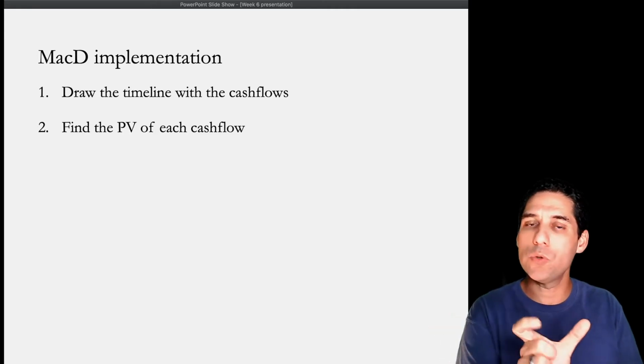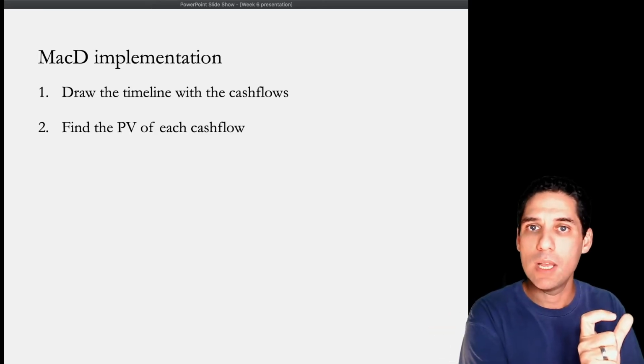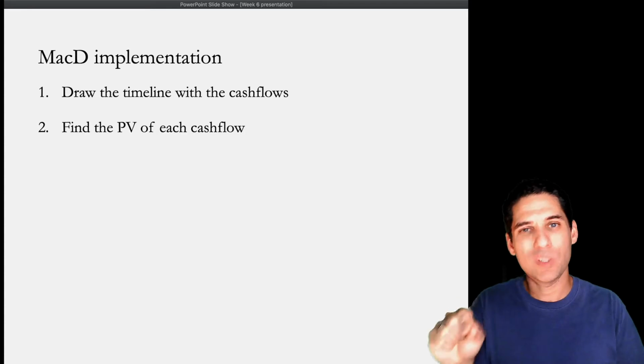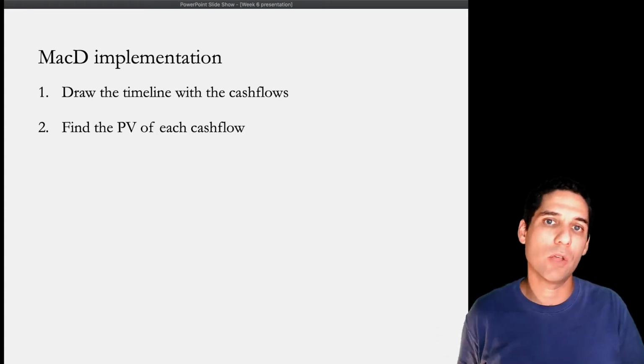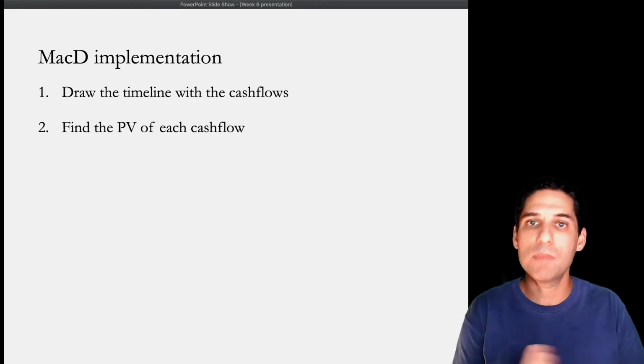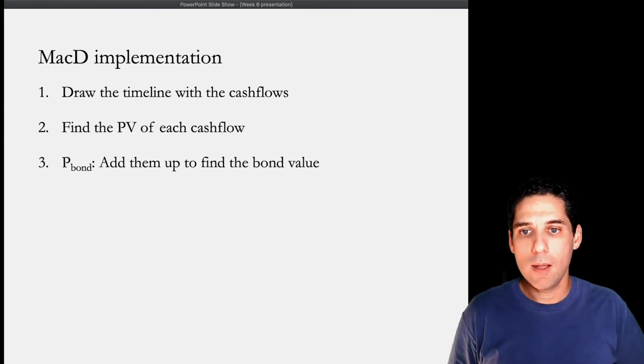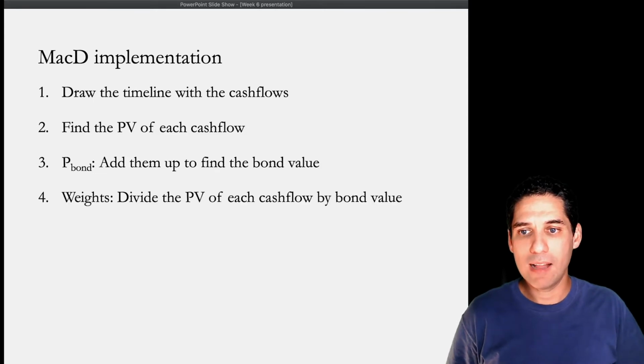So here we're not going to use the annuity shortcut to value a coupon bond. We are going to do it the cumbersome way, for reasons that will be clear in a little bit. And we're going to find the present value of each cash flow first. And when you add them up, that's the value of the bond. So that's step 3, the total value.